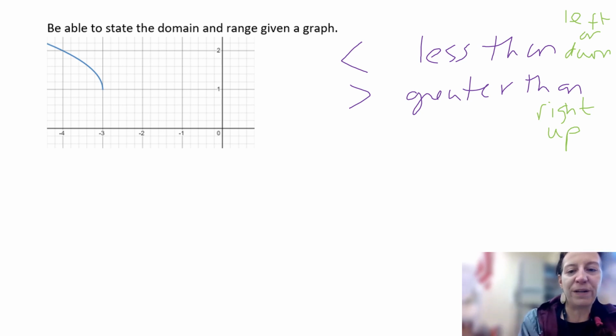And then the other piece of information that you need to know is that your domain is your x's and your range is your y's.